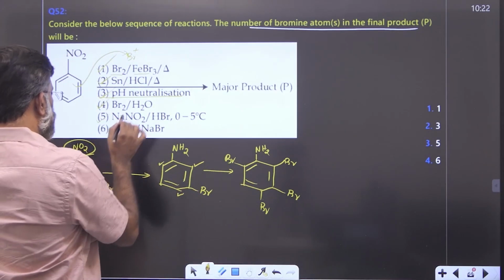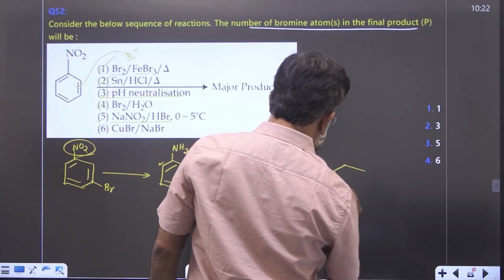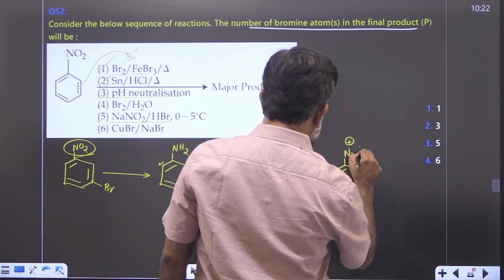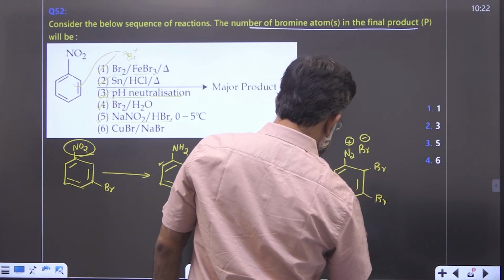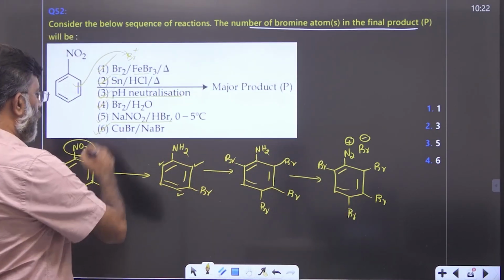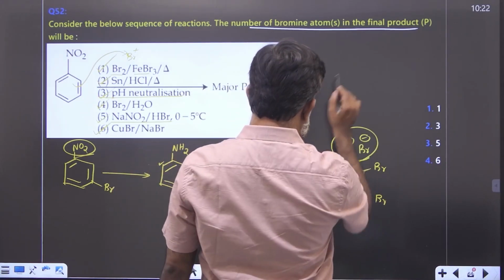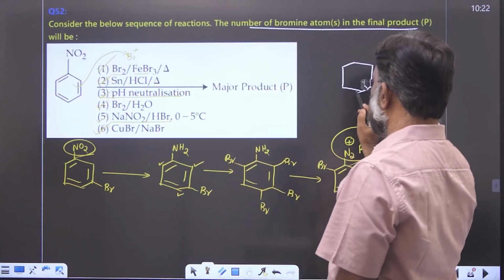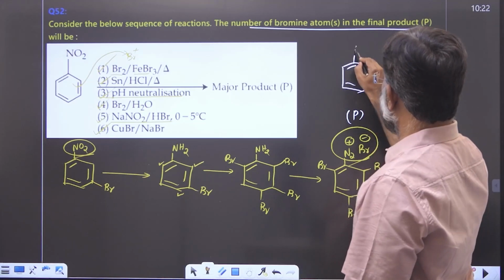Now the fifth reaction, NaNO2 and HBr, you get a diazonium salt. NH2 will turn into the diazonium salt, N2 plus Br minus, and all the bromines remain as seen earlier. And now the last one, Sandmeyer's reaction. This will be replaced by bromine and we have the final end product P.